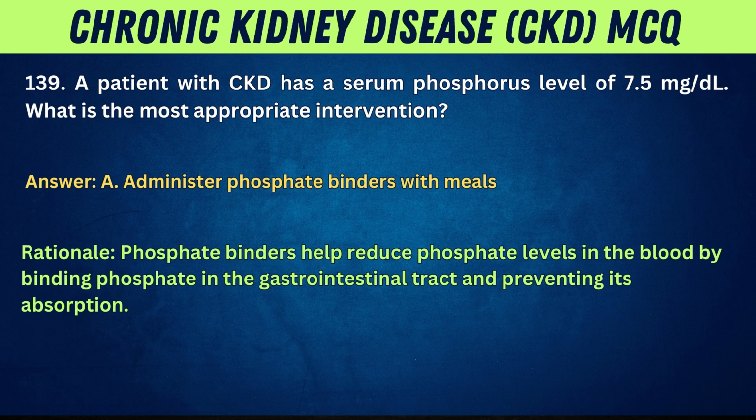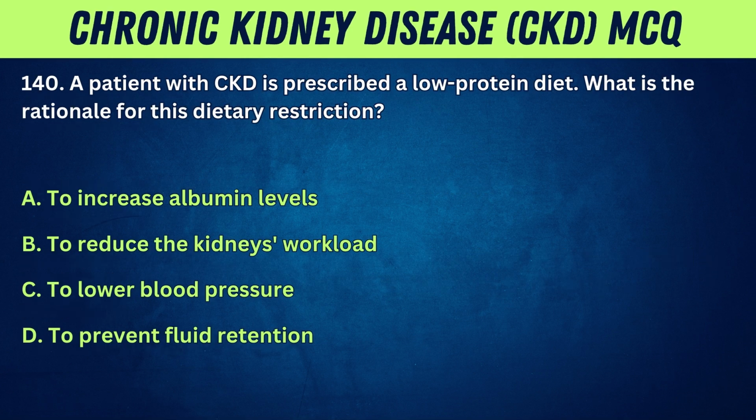Phosphate binders help reduce phosphate levels in the blood by binding phosphate in the gastrointestinal tract and preventing its absorption.